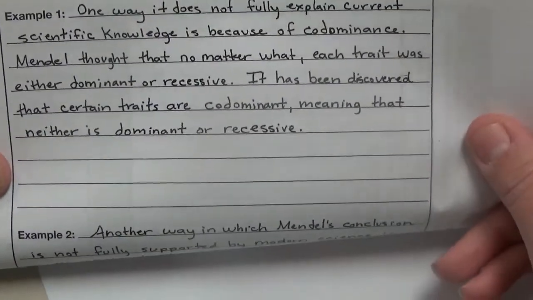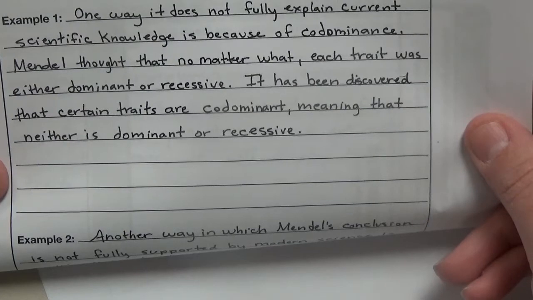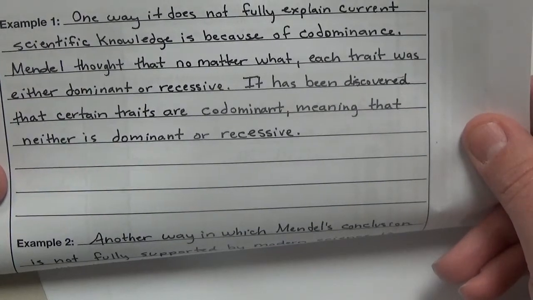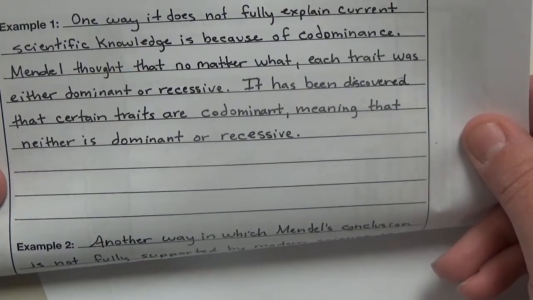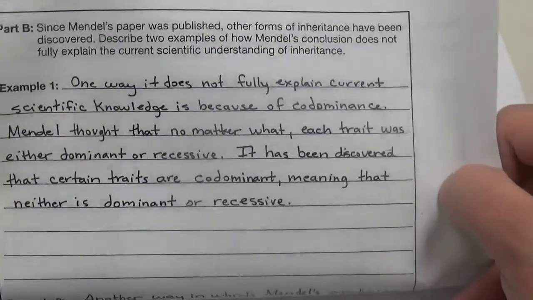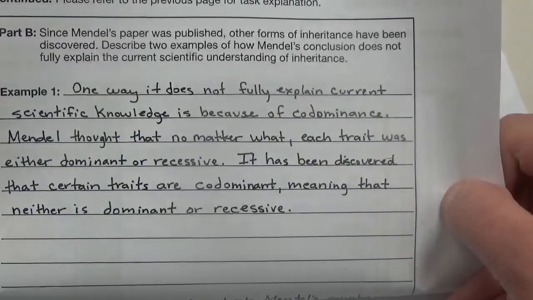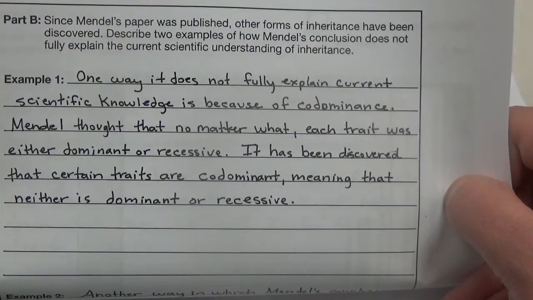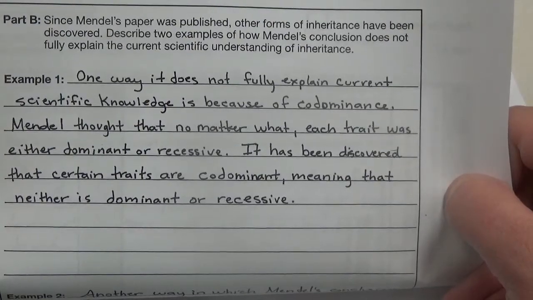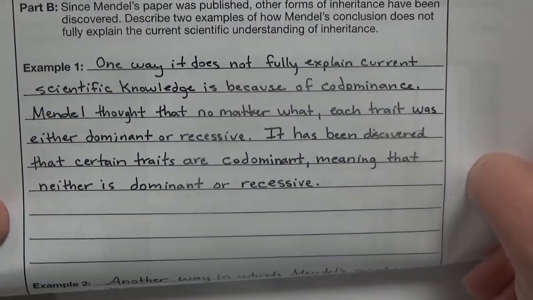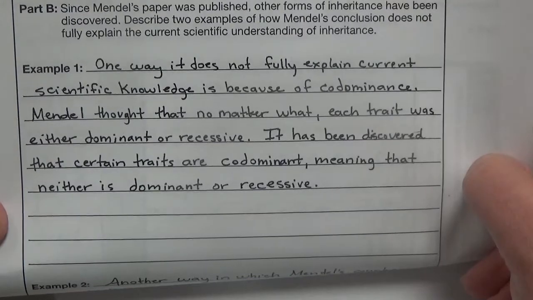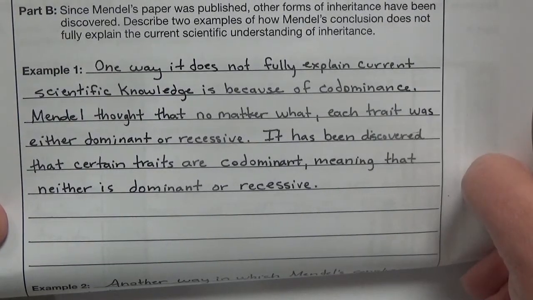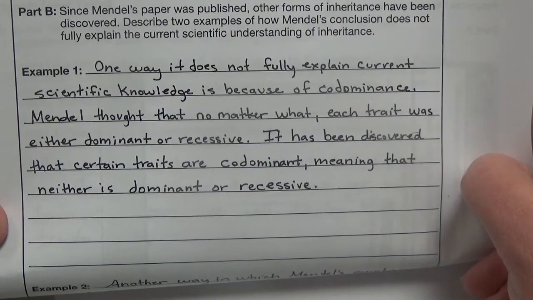Since Mendel's paper was published, other forms of inheritance have been discovered. Describe 2 examples of how Mendel's conclusion does not fully explain current scientific knowledge. Here you can go back into those non-Mendelian genetics. Those were things that were discovered after Mendel, and they kind of go against his principles. So one way it does not fully explain current scientific knowledge is because of codominance. Okay, so they gave one example there.